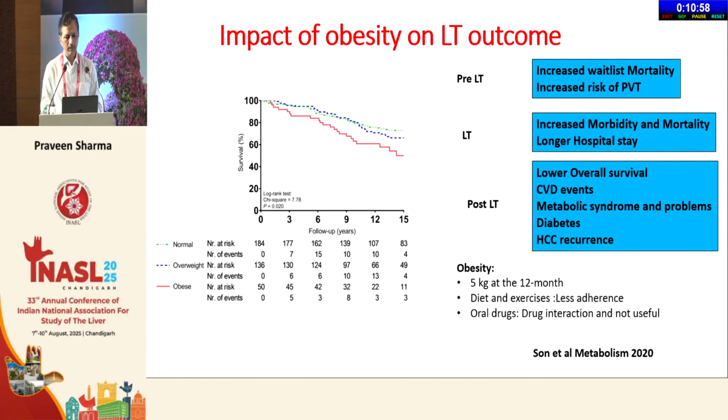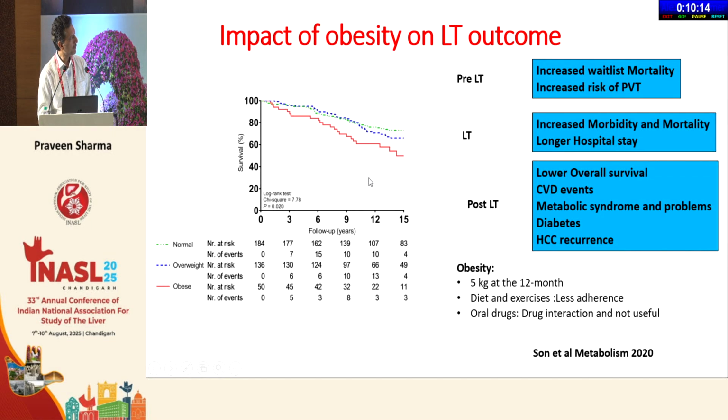Now let us see the impact of obesity on liver transplant outcome. Suppose the patient is obese and we are listing them for liver transplantation. While waiting on the waitlist, these patients have increased mortality because their chances of getting a DDLT or LDLT in our scenario are less. They have increased chances of portal vein thrombosis, so we need to stabilize our patients. During the transplant phase also, they have increased morbidity and mortality and a longer hospital stay. So before we list this patient for liver transplant, we should try to correct their BMI. Even in the post-transplant period, they have lower overall survival, more cardiovascular events, metabolic syndrome, diabetes, and HCC recurrence. So the impact of obesity is a lot.